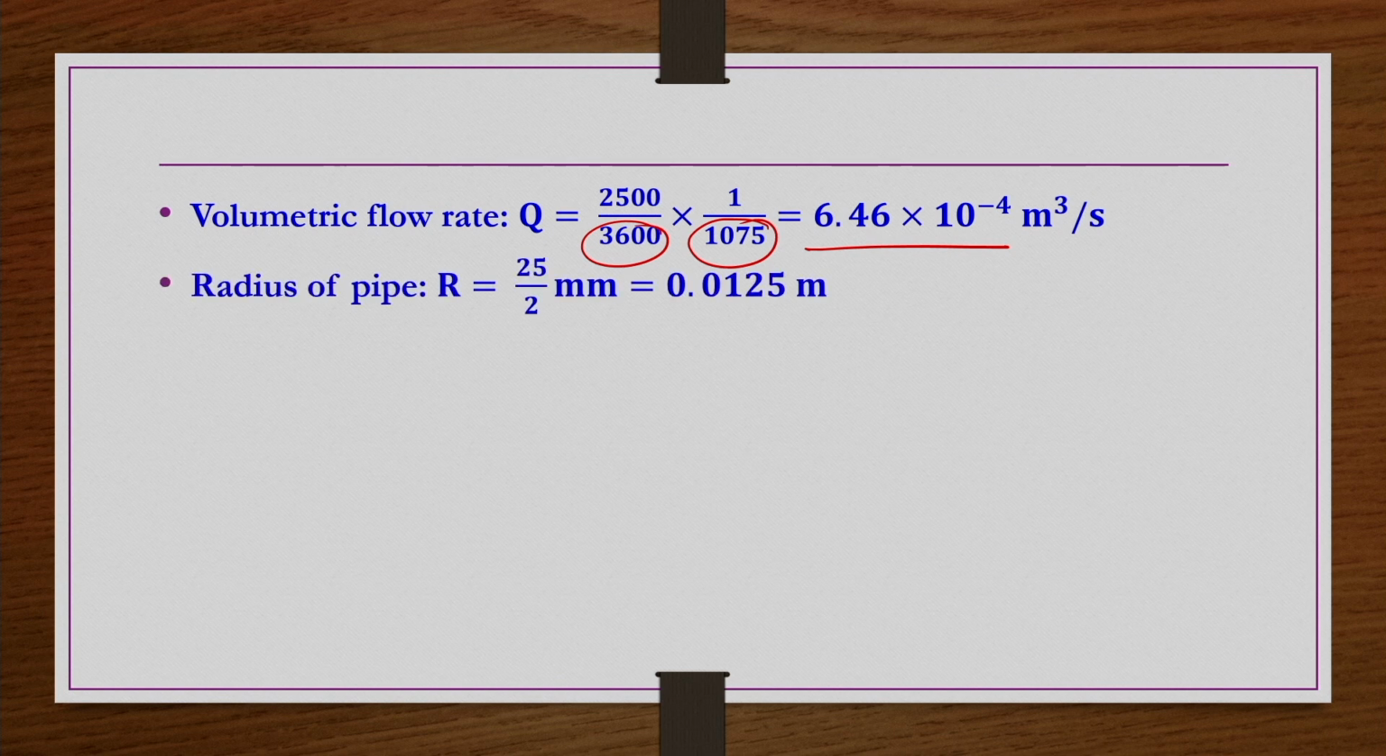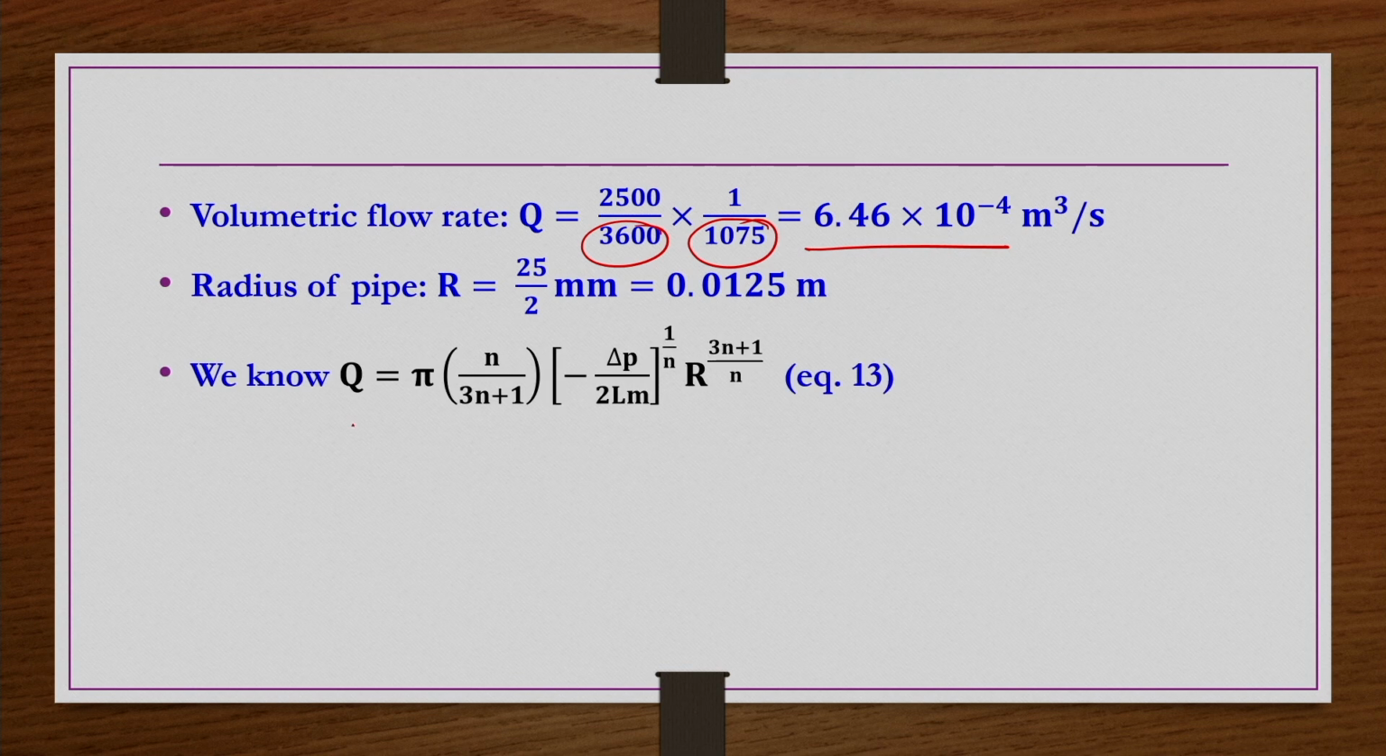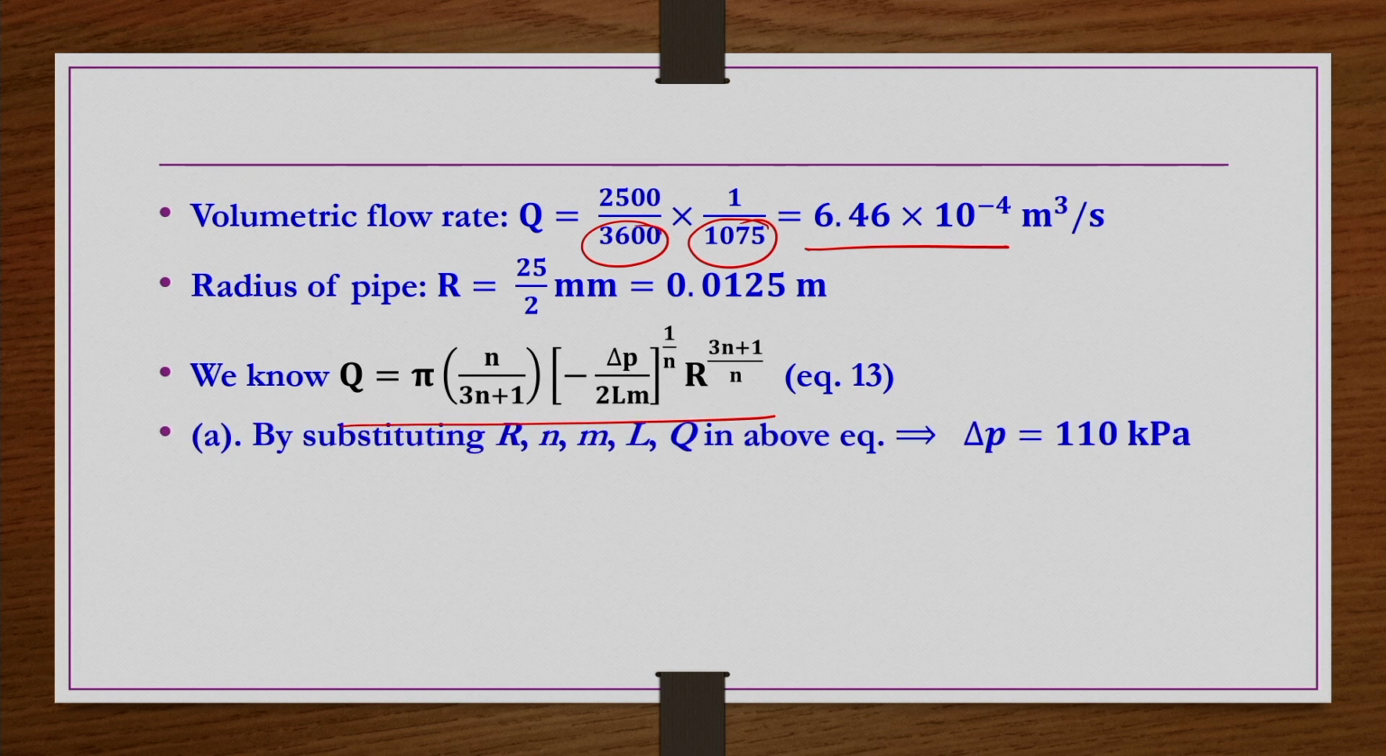And then R is given as 25 by 2 mm, that is 0.0125 meters. And this equation 13, we derived just now in one of the previous slides. So, in this equation except the minus delta P, everything is known. So, you substitute all the values capital R, N, M, L, Q in the above equation, because N and M are also given in the problem. Then you simplify, so you get minus delta P is nothing but 110 kilopascals.